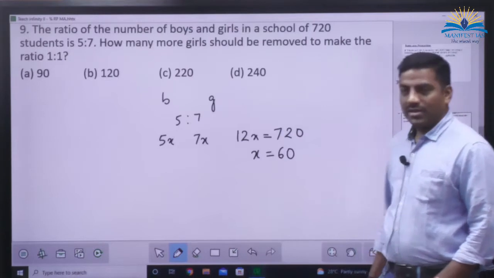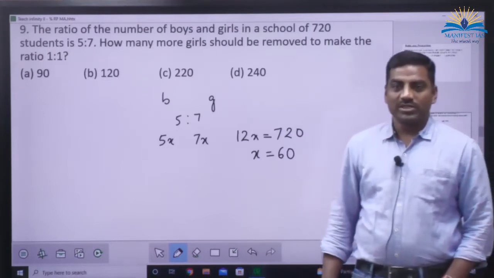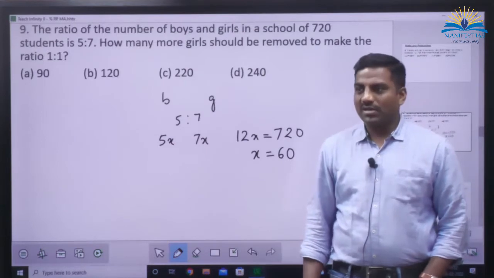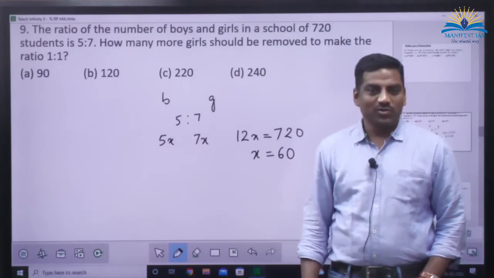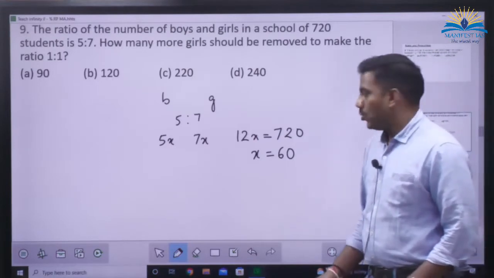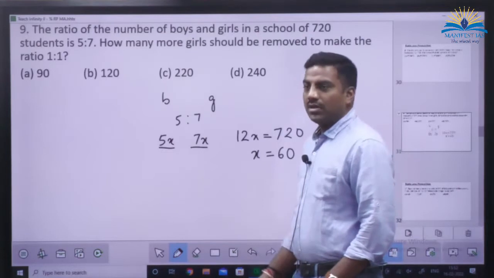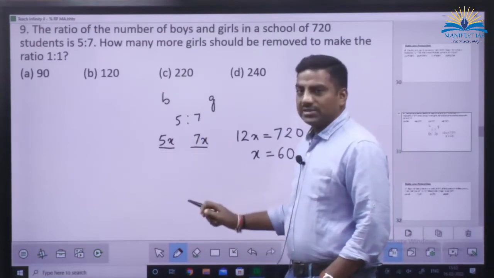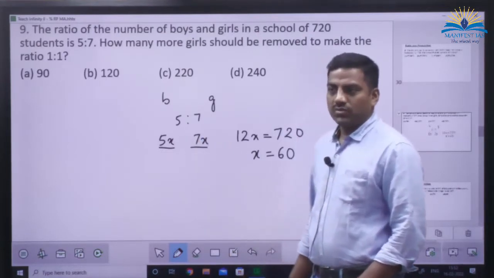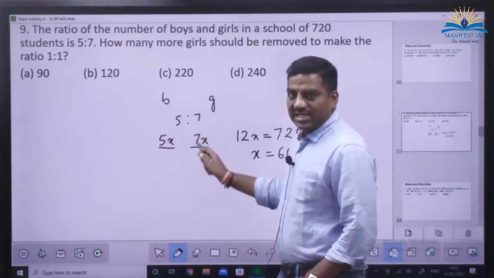We are removing girls. We cannot convert girls into boys. Can we convert the girls into boys? No, right? So what can we do? We can remove. Let's say here 5x and 7x are there. These are girls and these are boys. To make the numbers equal, what should I do? The extra ones I have to remove.